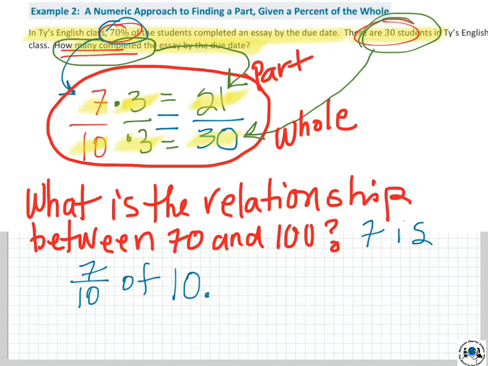We knew our whole already, but now we've uncovered our part. Okay, that part is 21. So 21 out of 30 students got this essay in by the due date. And again, the way we found this out numerically was simply by making equivalent fractions and knowing which parts to use. So a lot of fun. Just another strategy, another way to attempt this.